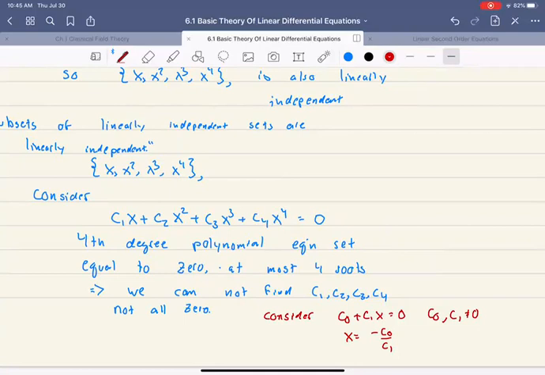All right, we're going to come back with the last idea in this family of ideas that we're looking at today. And that's the Wronskian and how it relates to linear independence.